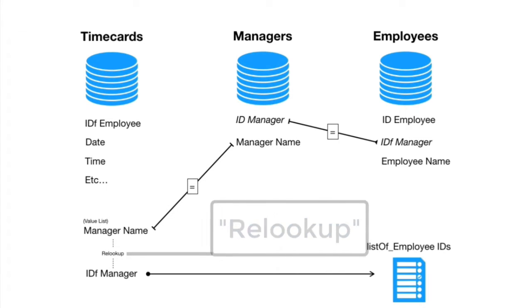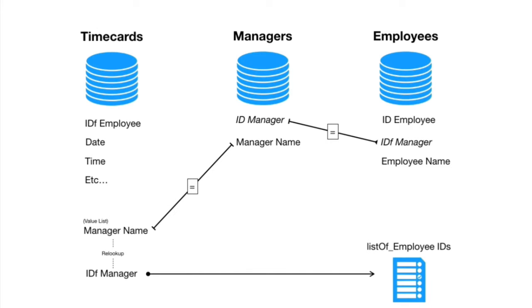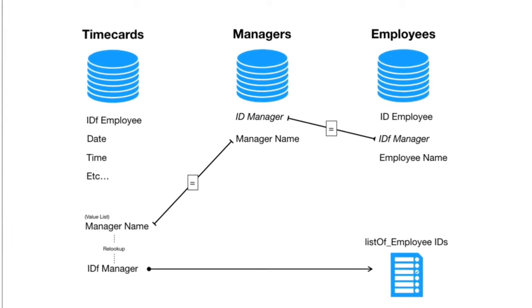With this ID, now I can go straight to the employee table and get the list of the employee IDs, all the IDs of the employees for this manager. I got from the name the ID, and then I have the list of the employee IDs. I'm going to show you how to get the list in a minute. Thanks to this, now I have this list of IDs.